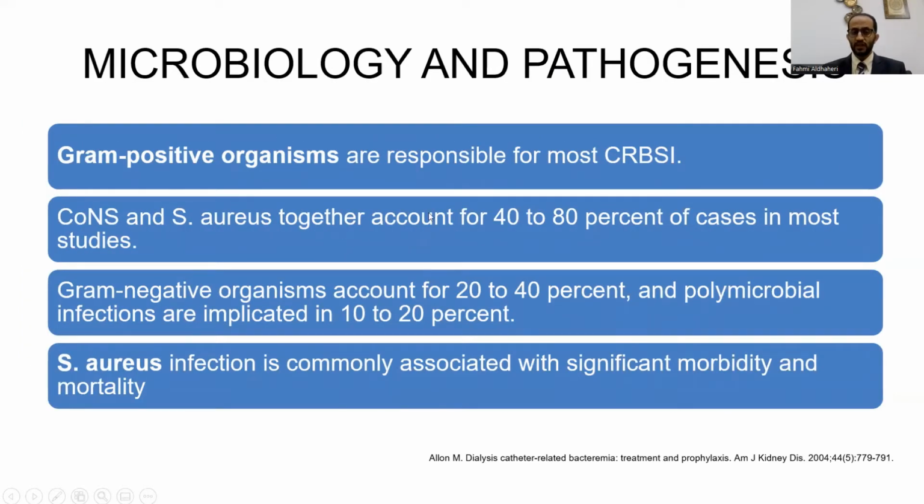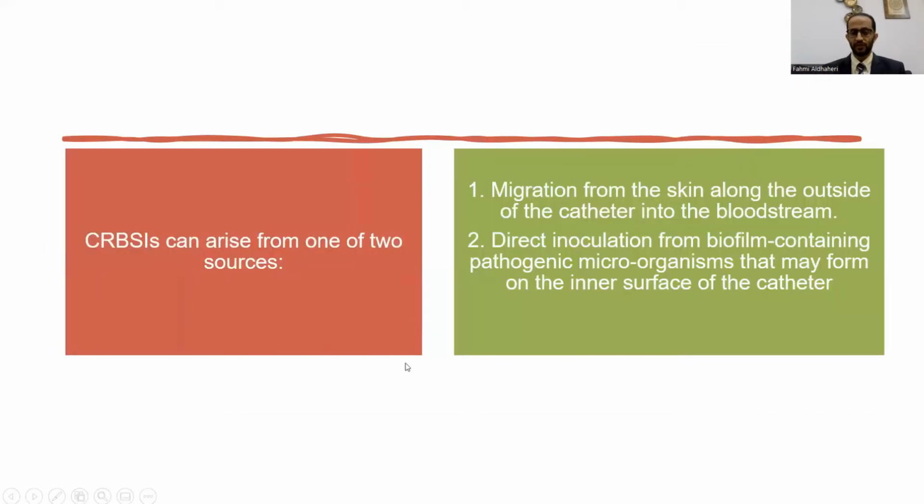Gram-positive organisms are the most responsible for CRBSI, and Staph aureus with coagulase-negative staphylococci account for 40 to 80% of cases. Then gram-negative organisms account for 20 to 40%, and polymicrobial infection is around 10 to 20%. Again, Staphylococcus aureus is the most common, associated with significant morbidity and mortality.